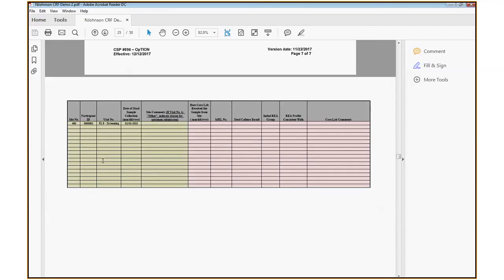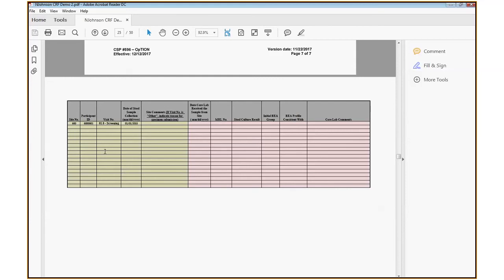Also listed as a form to be completed was Form 91 for stool collection. This form is actually an Excel spreadsheet, and basically you'll only be concerned with completing this lighter colored section here in yellow, as you will not do anything for this pink section. This will be completed by the lab group.